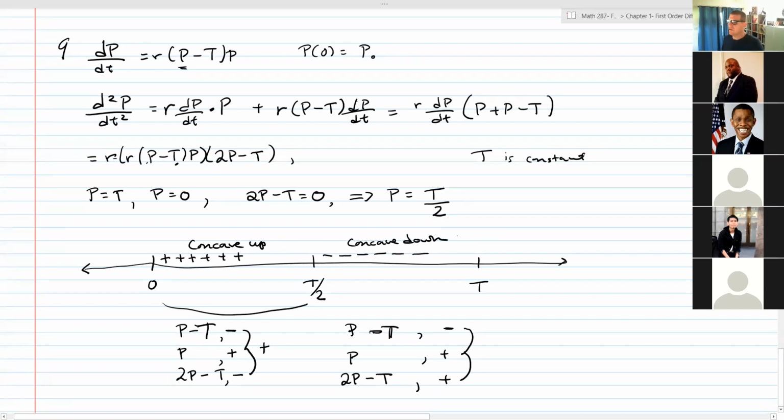And then when our value is greater than t, then p minus t is going to be positive. P will be positive, and 2p minus t is also going to be positive. So this is all positive. So that ends up being concave up.